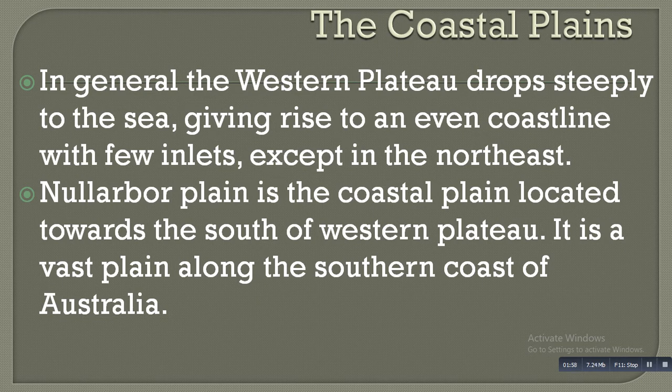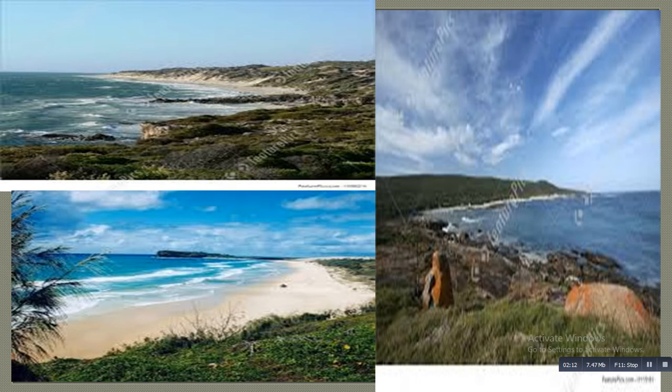Nullarbor Plain is the coastal plain located towards the south of the Western Plateau. It is a vast plain along the southern coast of Australia. Here are the pictures of coastal plains.